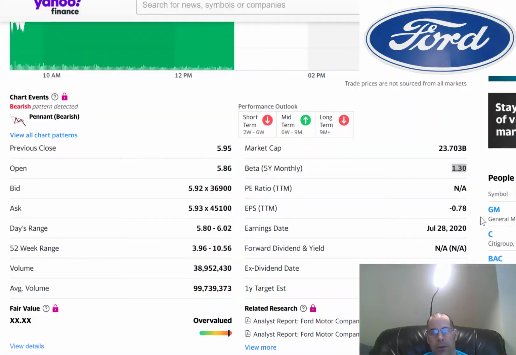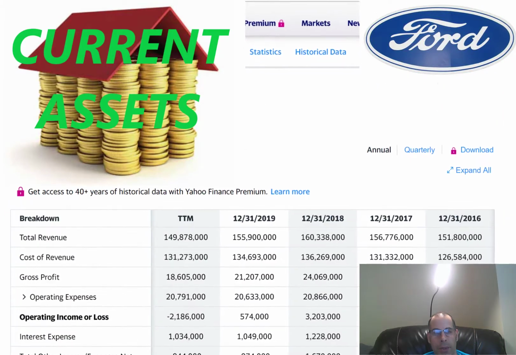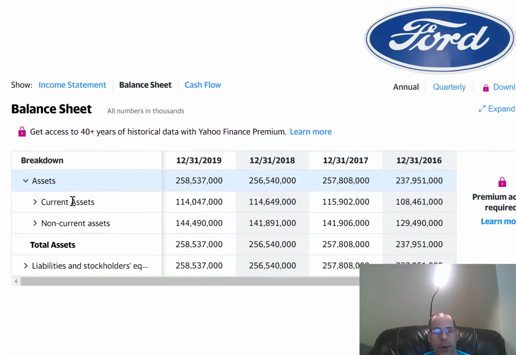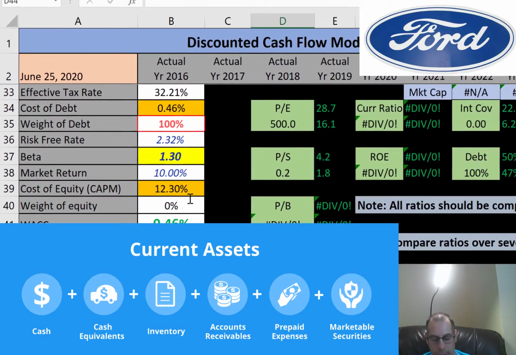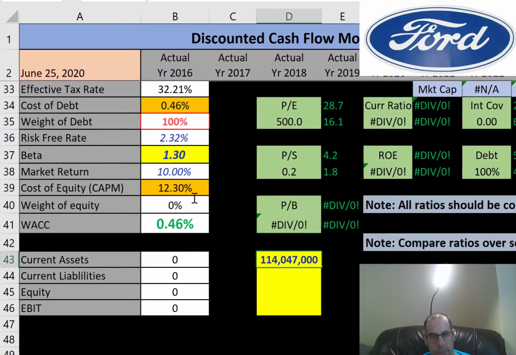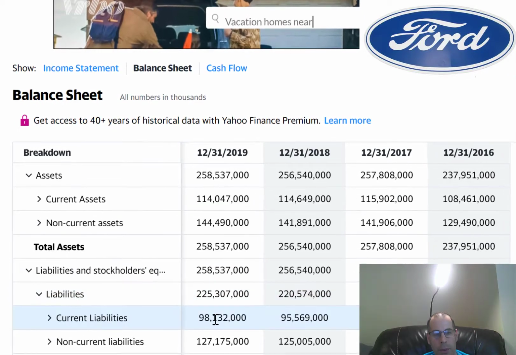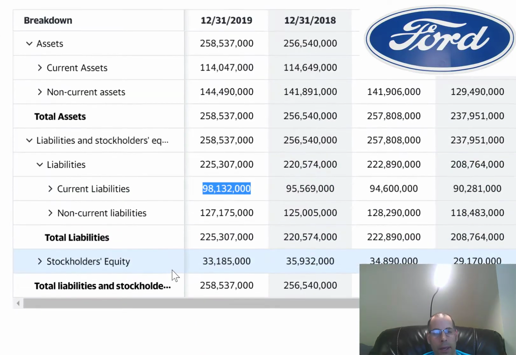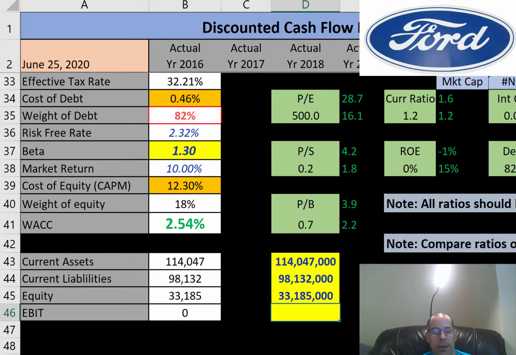Let's get some more information from the balance sheet. Let's get their current assets. Those are assets which can be converted to cash within 1 year, and they usually include cash, accounts receivable, and inventory. They have 114 billion of current assets. Let's get their current liabilities. Those are liabilities that are due within 1 year. And last, we'll get their equity, which is total assets minus total liabilities. That's the value of the company according to the balance sheet, and that's $33 billion.